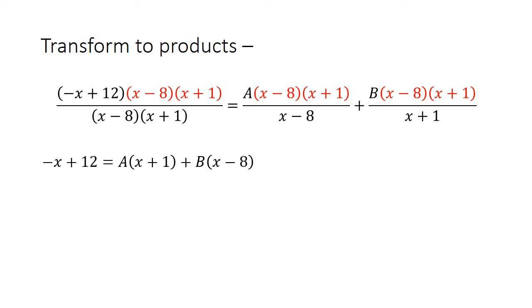On the right-hand side, the first term, x minus 8, cancels with x minus 8. So A is multiplied by the other factor, x plus 1, and B. In the case of B, the x plus 1s cancel, and B is multiplied by the other factor, x minus 8.